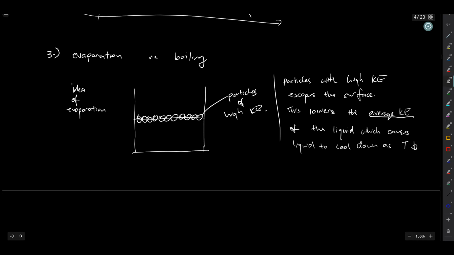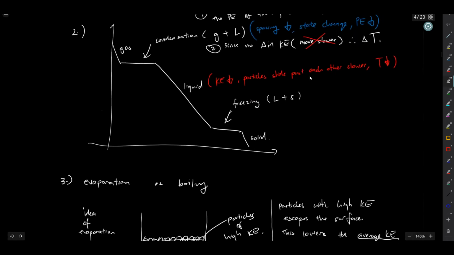Because when the KE decreases, same thing, always relate it back to temperature. Whenever we talk about KE, try to always relate it to temperature. So that's the idea of evaporation. Obviously, if your surface area is larger, more particles can escape at one time, so your rate of evaporation will increase. So that's about it for thermal properties.